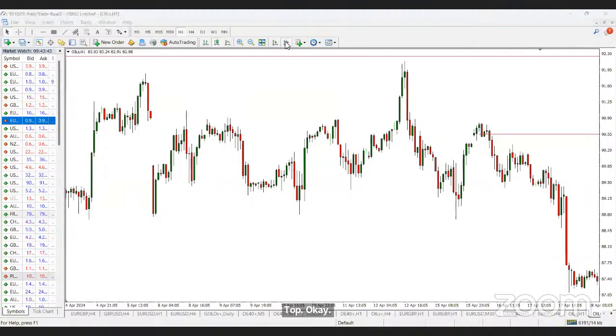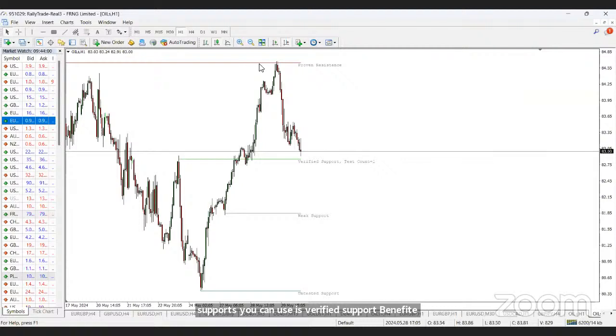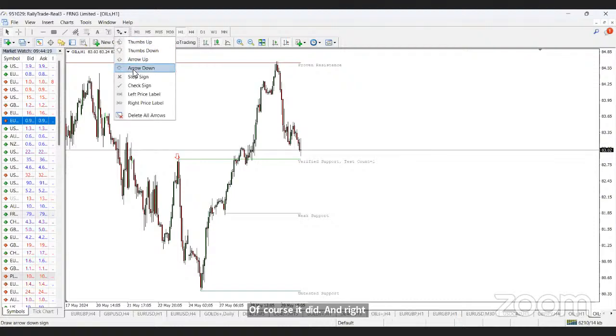What it means is that if you are using this one, you are buying when the price is at support and you are selling when the price is at resistance. One such support you can use is verified support. A verified support is a support zone or an area on the chart where the price has attempted to break not less than twice. On this screen, I have this arrow down here. The price attempted to go down there, and of course it did. That's area 1, and the price has been tested again.